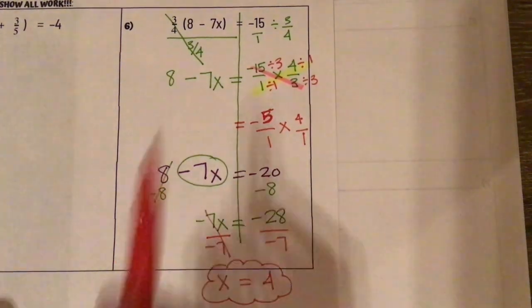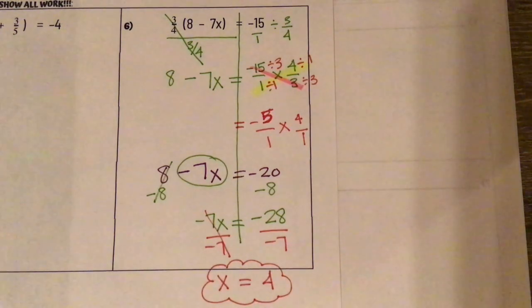So again, you could have done it the other way where you distributed first, but then there's just more fractions to deal with. So I think this method was a little bit easier.